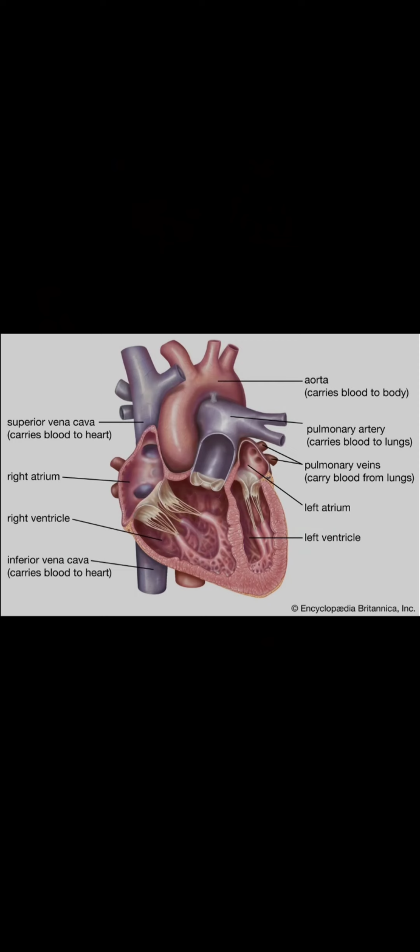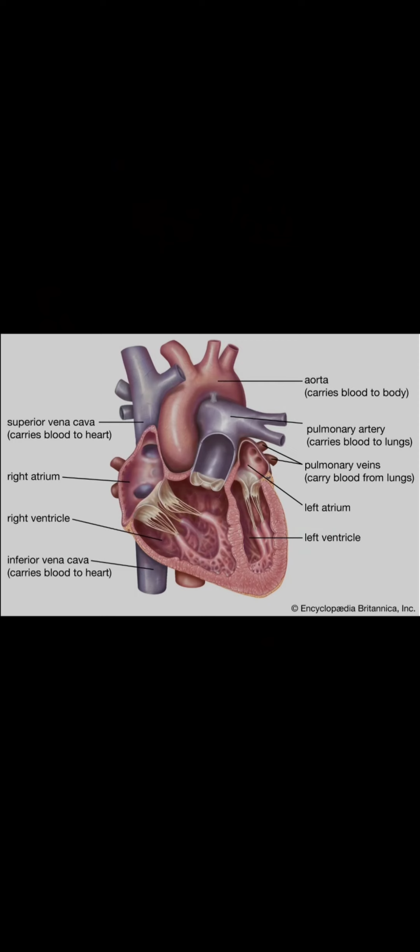Let's see the valves of the heart. Our heart has 4 valves: 2 atrioventricular valves and 2 semilunar valves. Under the atrioventricular valves, we have the tricuspid valve and the mitral valve. The valves actually separate the chambers.